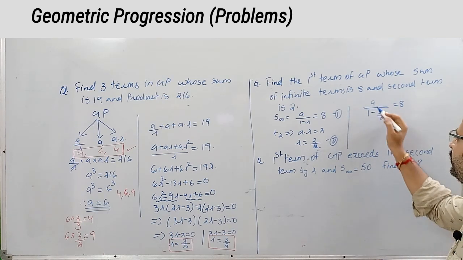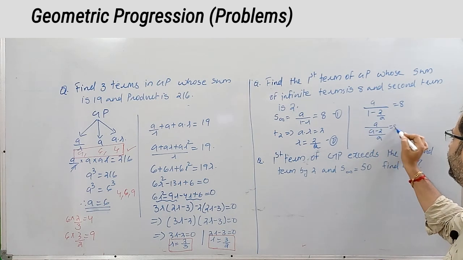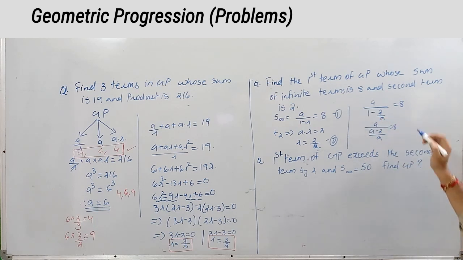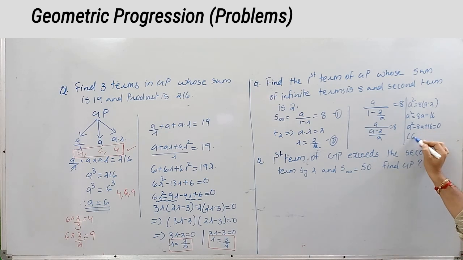Taking LCM on denominator, we will get a divided by a minus 2 divided by a equal to 8. It can be written as a square is equal to 8 into a minus 2. So that means a square is equal to 8a minus 16. Taking to the LHS, a square minus 8a plus 16 equal to 0. Using factorization method, sum of two numbers is minus 8 and the product of two numbers is 16. That means a minus 4 into a minus 4. a minus 4 the whole square equal to 0. Therefore, a is equal to 4.